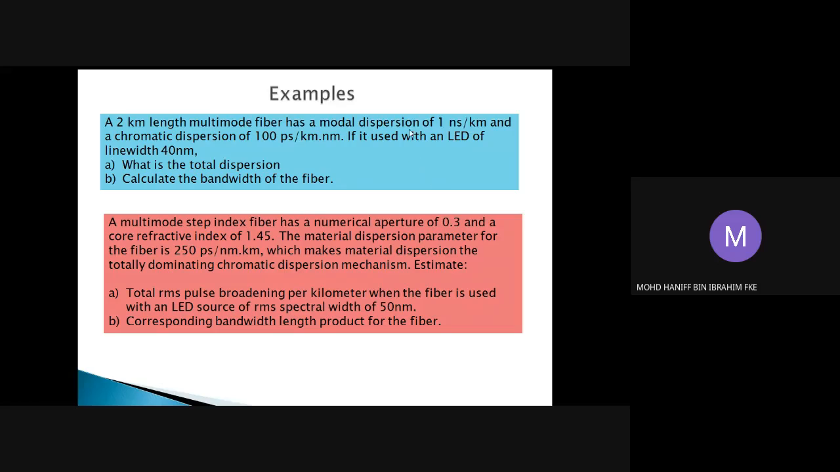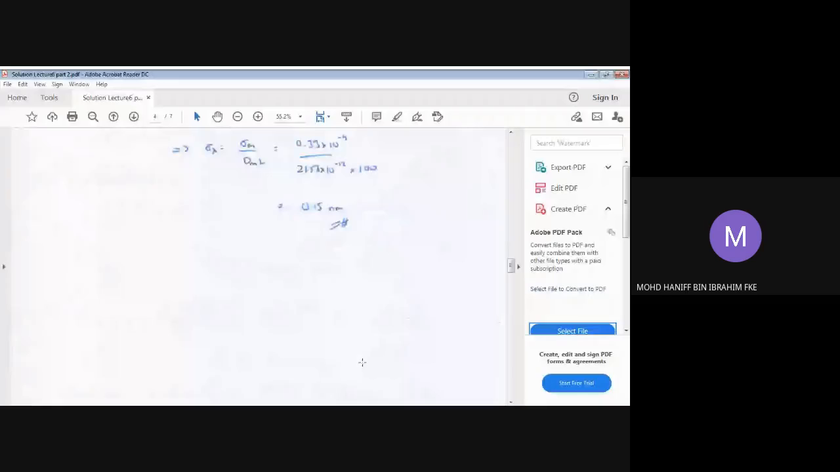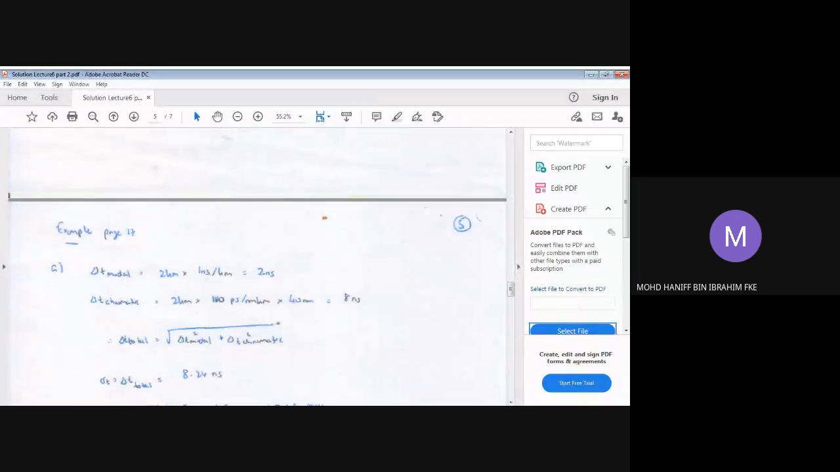Remember, for these questions you have a multimode fiber, with both intermodal dispersion and chromatic dispersion, with the given spectral line width value. First question, find the total dispersion. Second question, calculate the bandwidth. Okay, let's have a look at the solution for this example now.